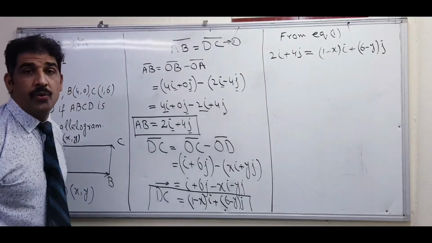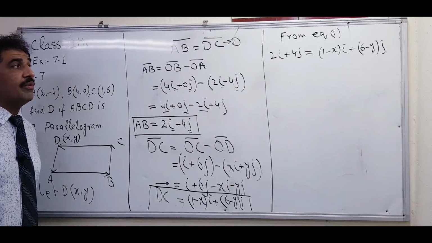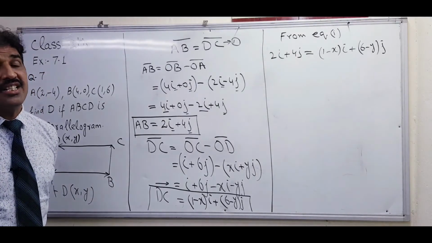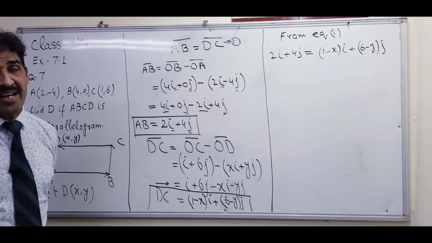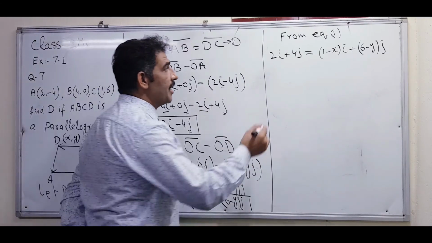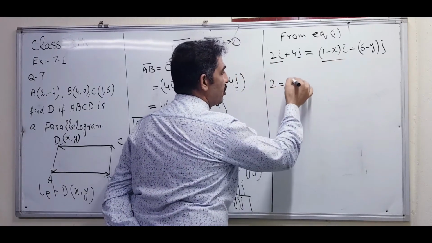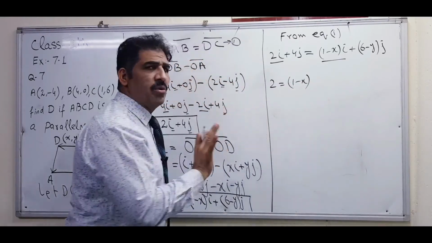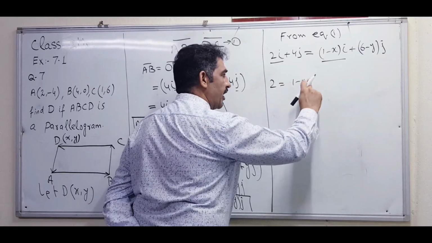Now what to do? Good. What sign between them? Equal. So the i component is equal to the i component and the j component is equal to the j component, then we will get the value of x and y. So what is the i component here? This and this. So 2 is equal to 1 minus x. I no need to write; otherwise if you do not write the bracket, it is also okay.